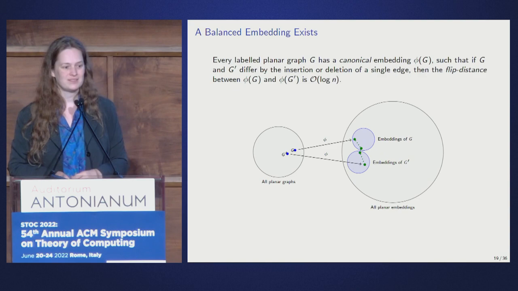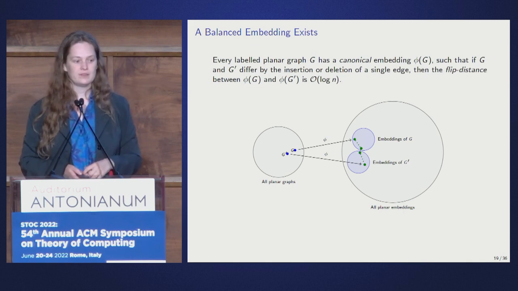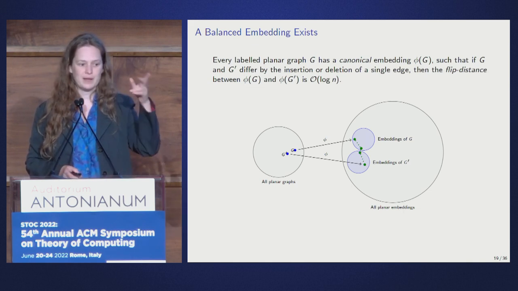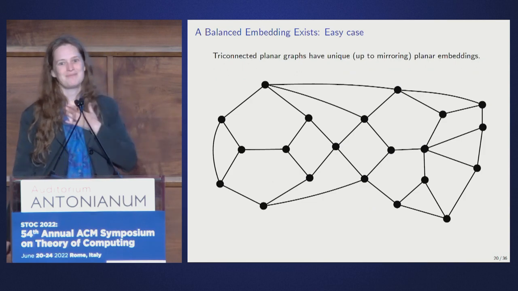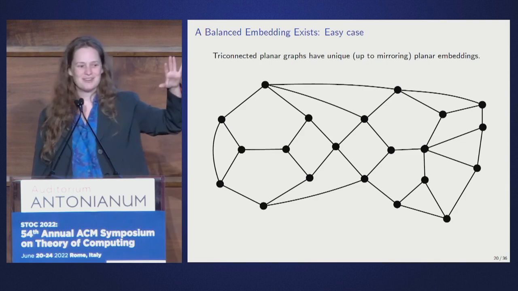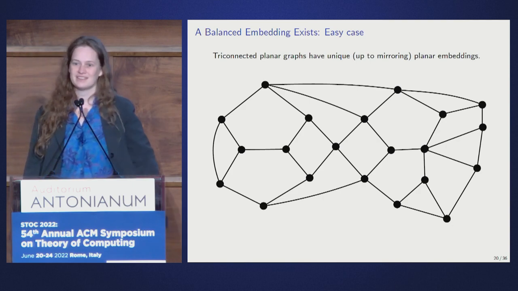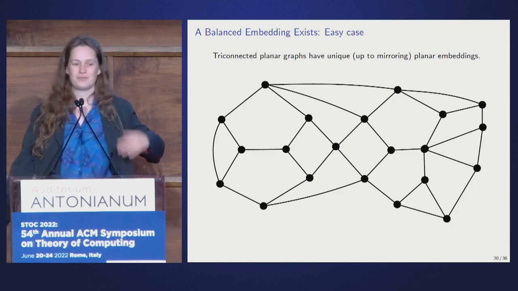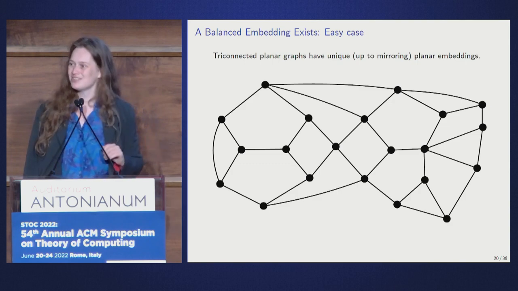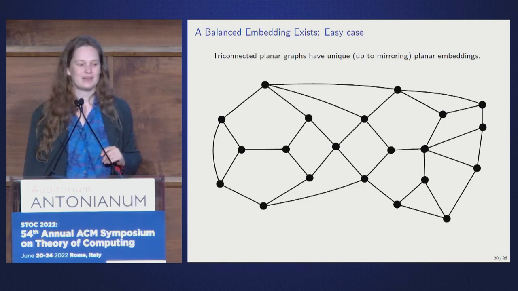So this result can also be stated like this. Every labeled planar graph has a canonical embedding, so that if two graphs differ by just one edge, the flip distance between these canonical embeddings is O of log n. So how do we do it? We're back to our old friend connectivity. So this is supposed to be a three-vertex connected graph. And three-vertex connected graphs have unique planar embeddings. So what we should look at is, of course, the tree of the three-vertex connected components and how they relate to each other, and try to use that to talk about the whole class of embeddings and which ones we like and which ones we don't.